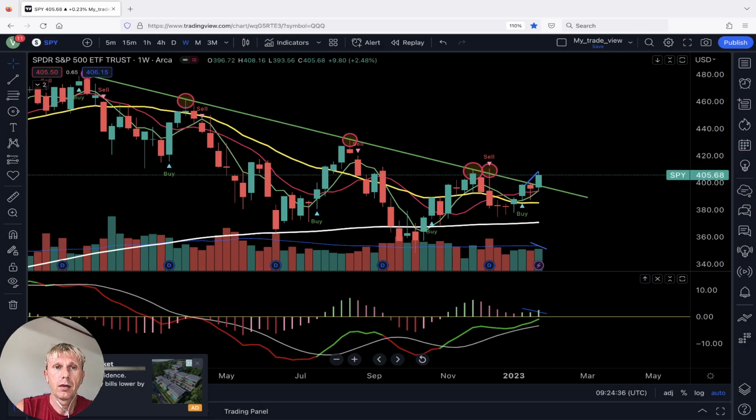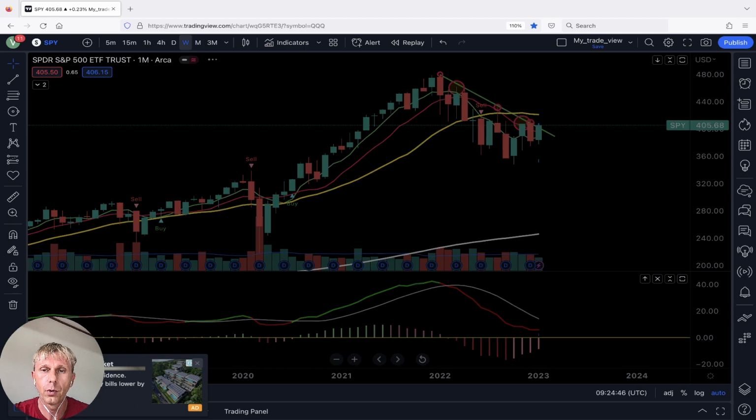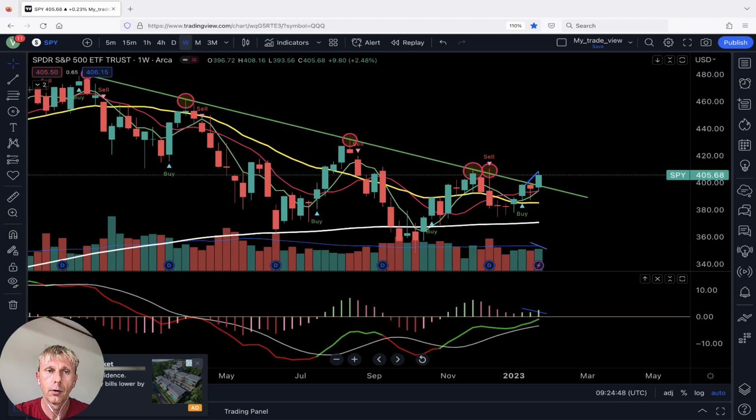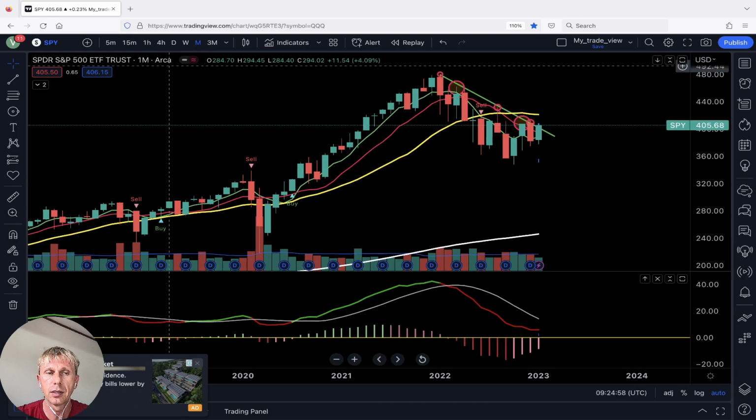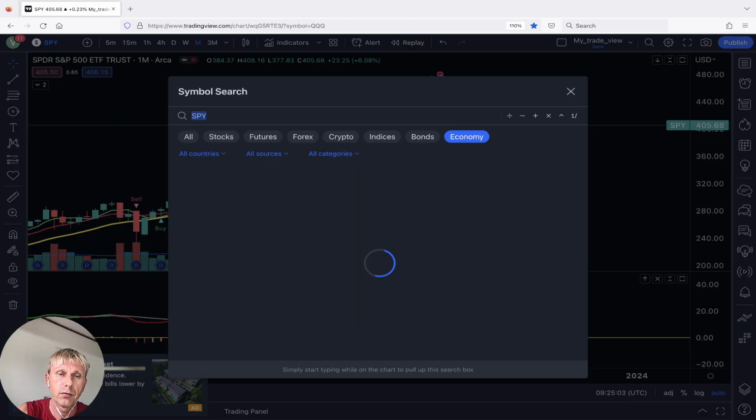Let's start again. Weekly time frame, all indexes bullish, and Tesla and Apple and BABA bullish on weekly time frame. On monthly time frame, all indexes still bearish. That's what we have.